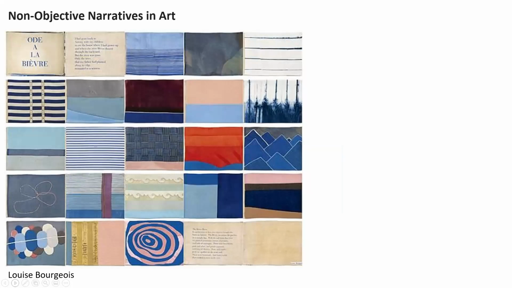Starts off with some text, and then as you turn the pages of the fabric book, you see each one of these panels, which begin to sort of tell this visual narrative through non-objective shape, texture, color, line. So we've got elements of art here, we've got principles of design here that are taking us through the narrative.